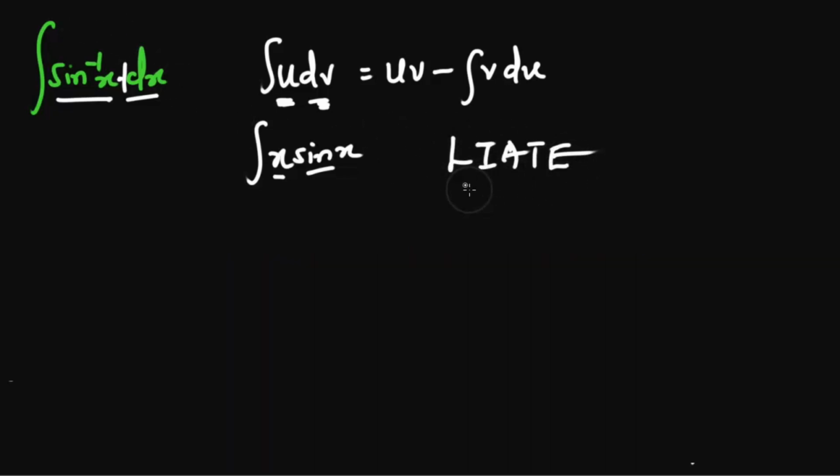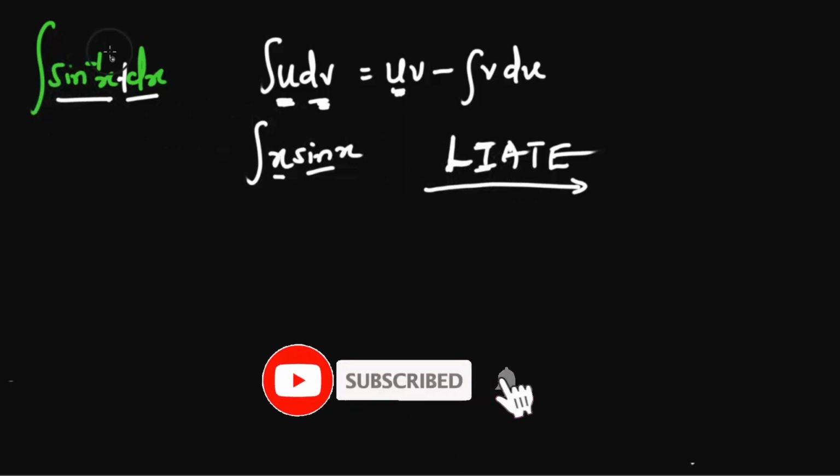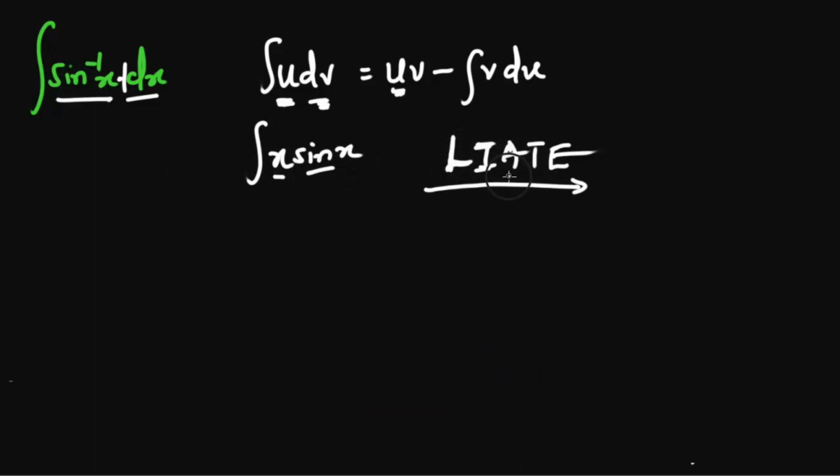The LAET method tells us the order of priority for picking u. When you want to pick your u, it follows this order. You check for logarithmic. Do we have any logarithmic function here? We don't. The next one is inverse trig. This is an inverse trigonometric function, so we're going to prioritize picking this as our u. It goes on like that: algebraic next, then trigonometric, and then exponential.